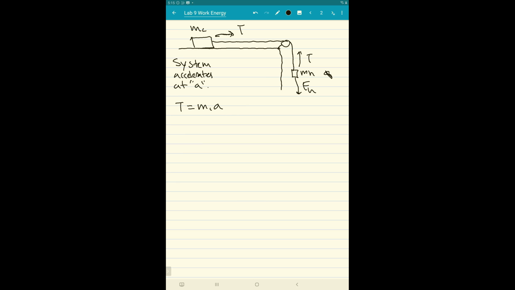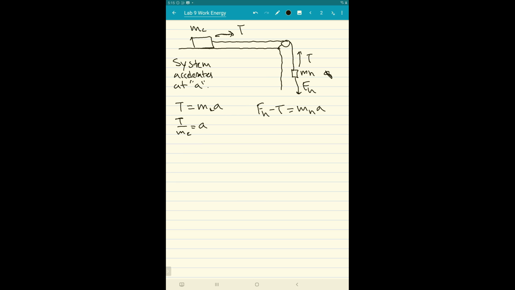And down over here we have the force of the hanger minus the tension, because they're opposing each other, is going to equal the final mass of the hanger times the acceleration of the hanger, right? So those two equations allow us to solve for tension, because on this left side equation, I can divide out the mass, so I get tension over mass cart is equal to A.